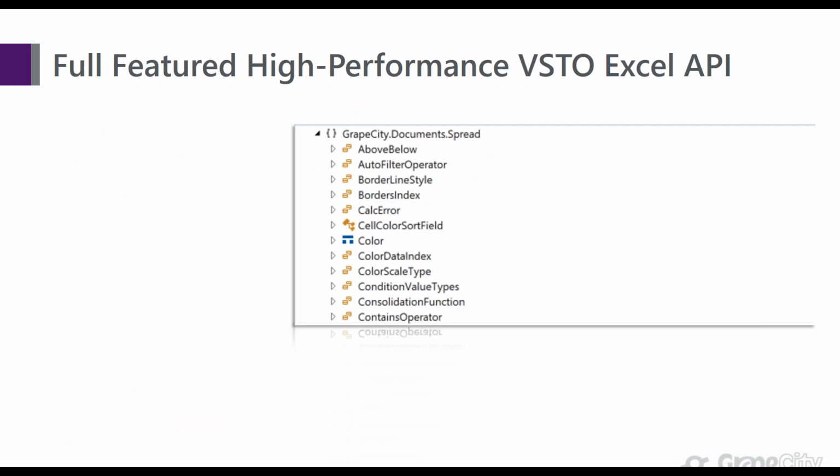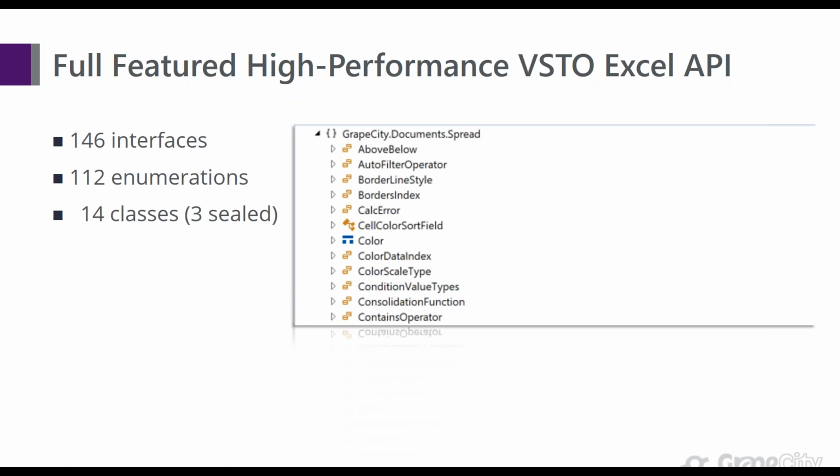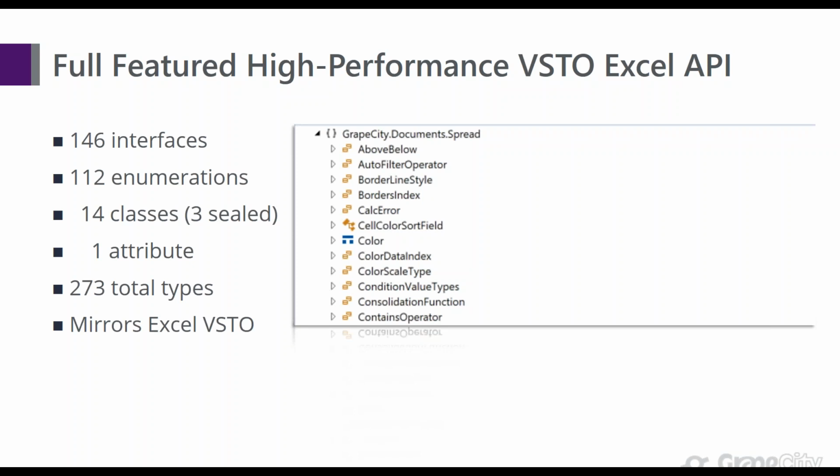Okay, now I want to talk about the API. Spread Services implements a modern implementation of the VSTO object model using generics and nullable types. It's implemented entirely in C#. It's mostly interface-based, with only about a dozen classes to learn, but covering a very wide range of features and nearly 300 total types.